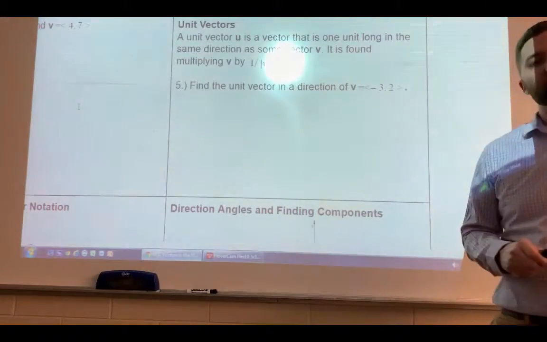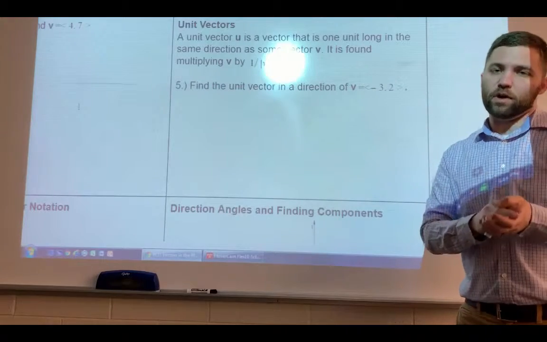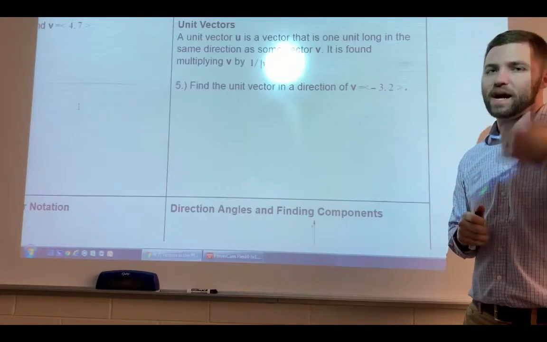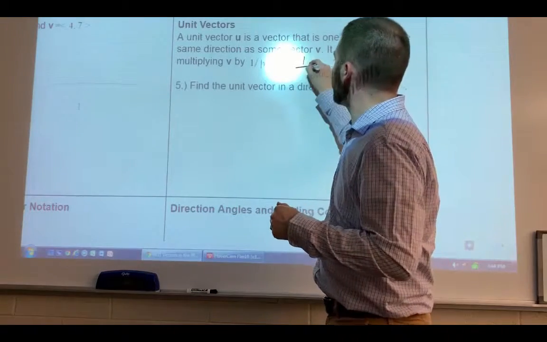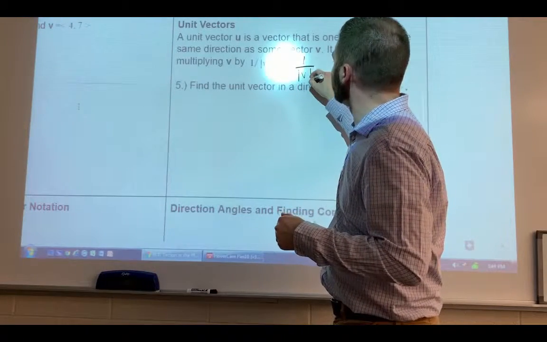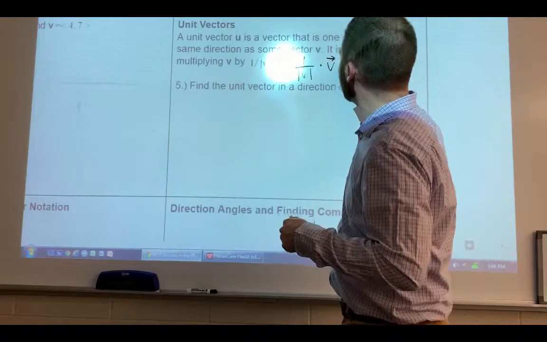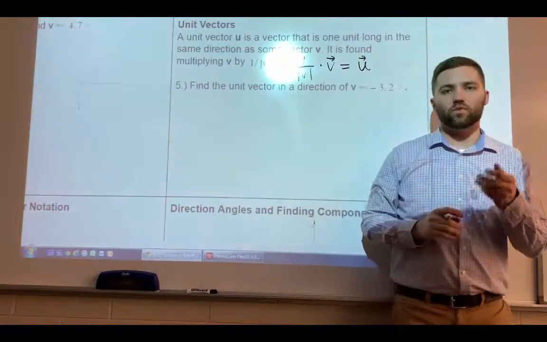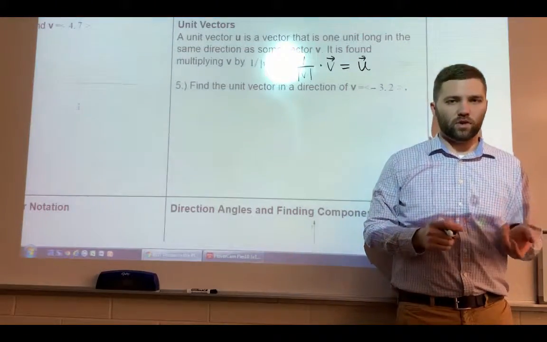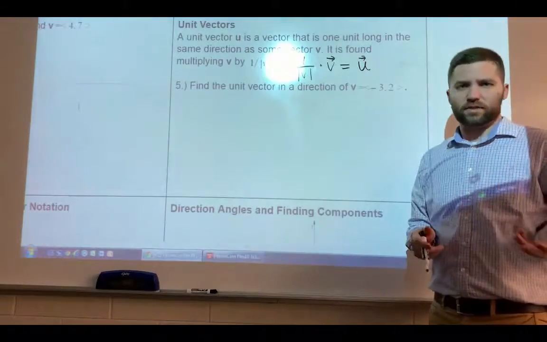And the way we find a unit vector is we take the vector V and we multiply it by 1 divided by the magnitude of V. Okay, so that's what this means here. 1 divided by the magnitude of V times vector V. That will give us the unit vector U. And this would be the vector that is 1 unit long in the same direction. Okay, these are useful in sciences and physics and that kind of thing.